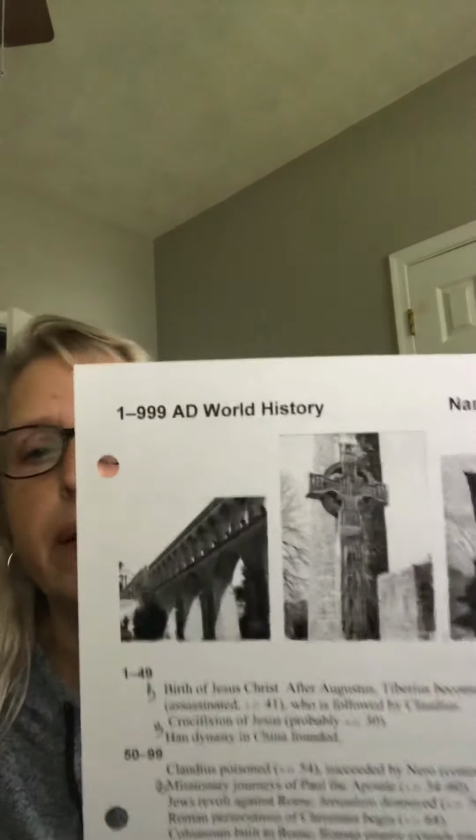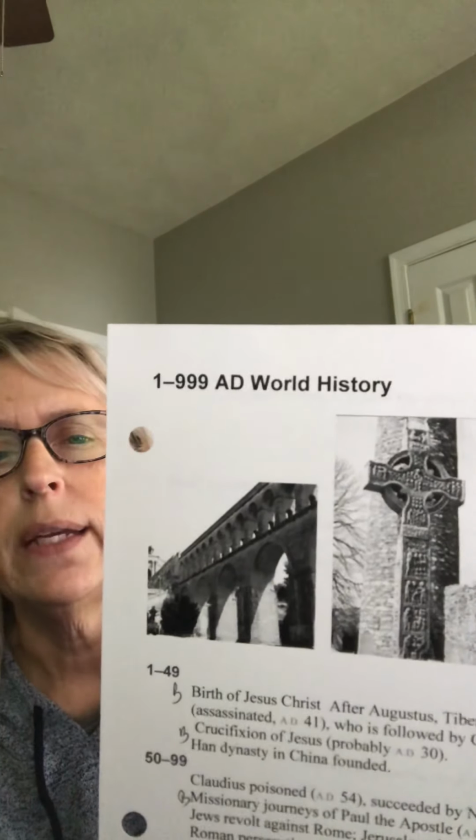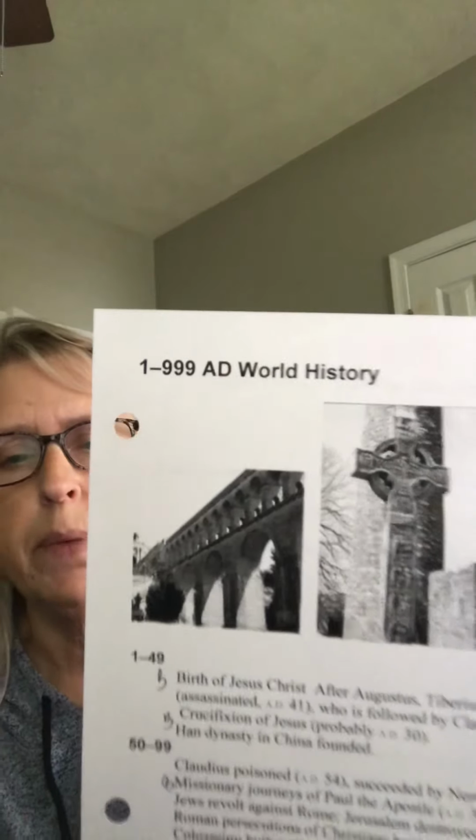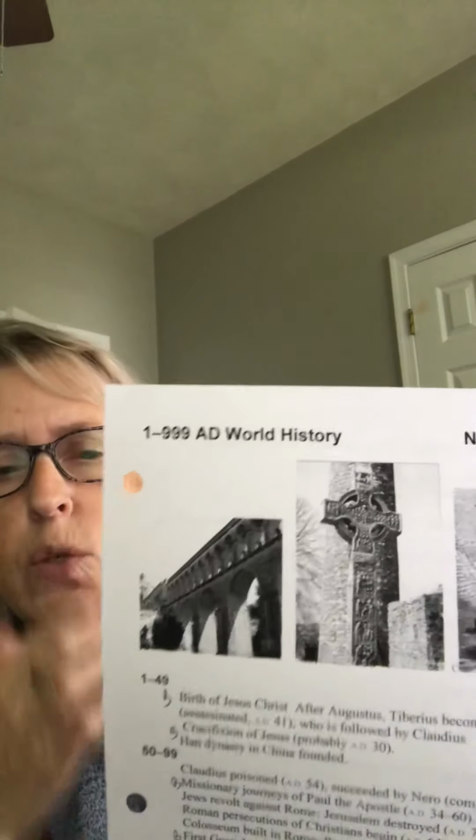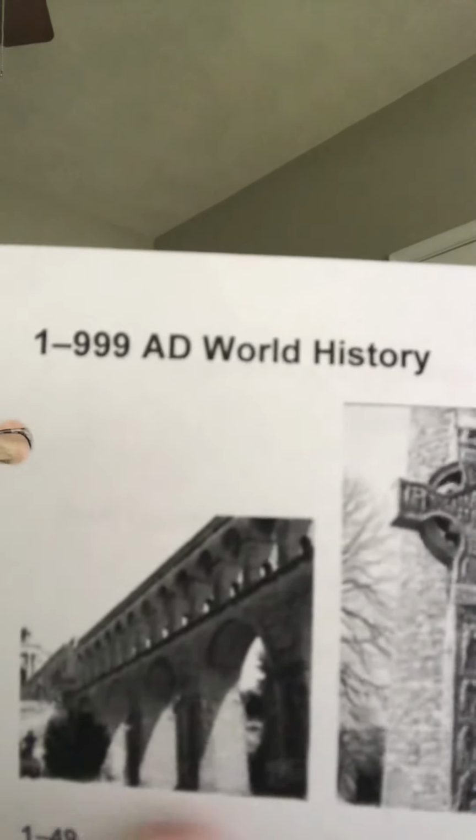So mostly what we went over yesterday in class was this timeline, this AD 1 through 999 AD world history timeline. First, let's talk about the pictures at the top. The first one is a Roman viaduct. This was part of the water system that they had in ancient Rome. And as you can see, it's all made up of arches.